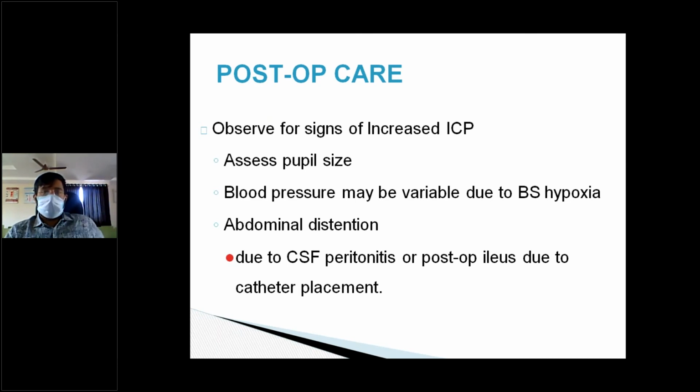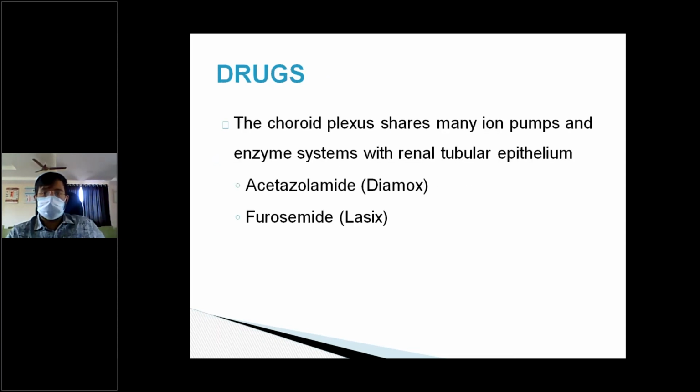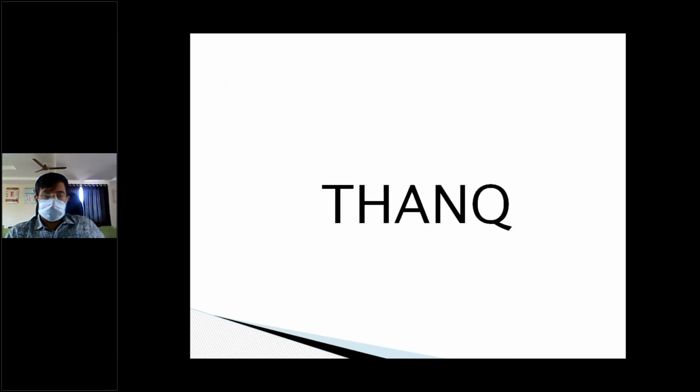So what is the post-op care you have to take? Observe for signs of increased ICP, that is assess the pupil size. Blood pressure may be variable due to hypoxia, and abdominal distension may occur due to CSF peritonitis or post-op ileus due to catheter placement. The choroid plexus may share the ion pump and enzyme systems with renal tubular epithelium, and the drugs used are acetazolamide and furosemide. Thank you.